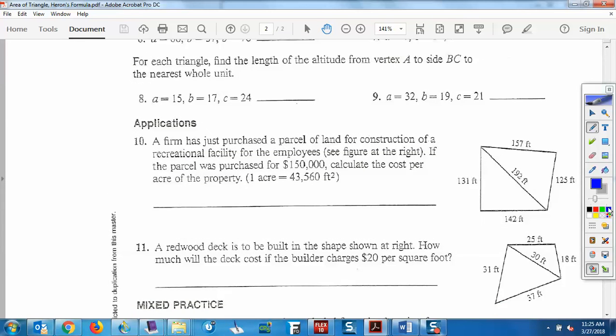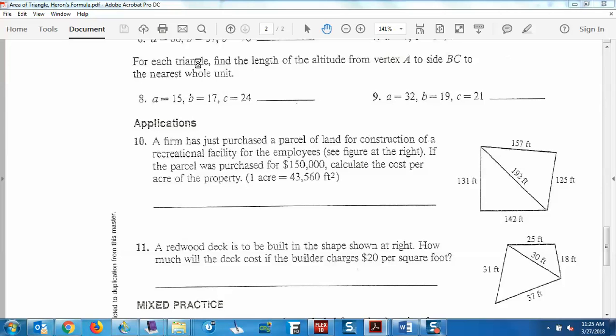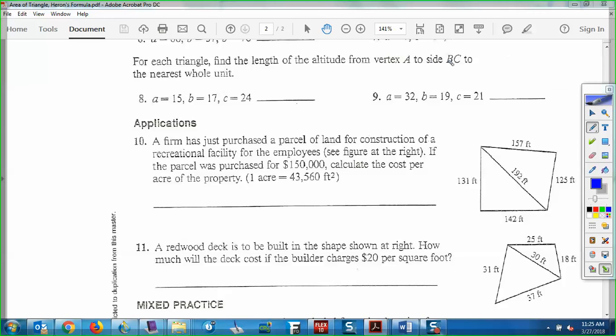Yeah, okay, so it says the vertex A to side BC. So if I'm going to draw an altitude, I'm going to probably want to put A up here, right? It doesn't matter, it's just easier. But then B and C down here. So the altitude down to here, it's just easier to draw. So side A would be 15, side B 17 over here, and side C 24.